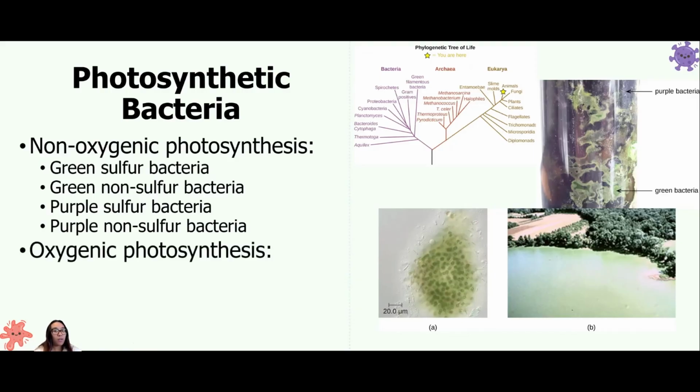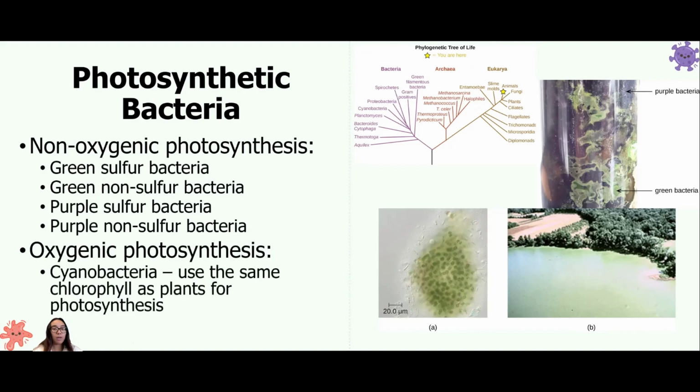And then finally, there is some bacteria that do oxygenic photosynthesis, meaning that it does produce oxygen. And really the main one is going to be our cyanobacteria. So there they are. And they are going to be using the exact same photosynthesis process as plants. So they use the same chlorophyll, they're green, just like a plant. So yeah, that is our groups of photosynthetic bacteria.